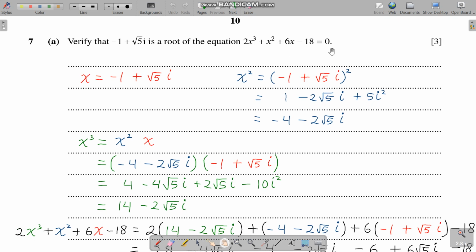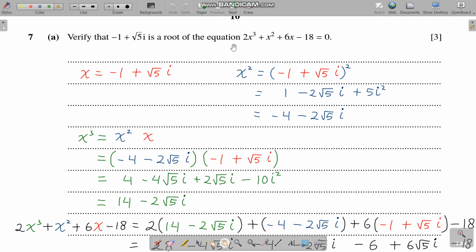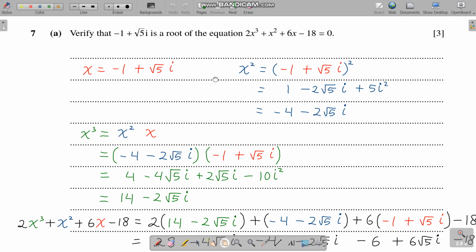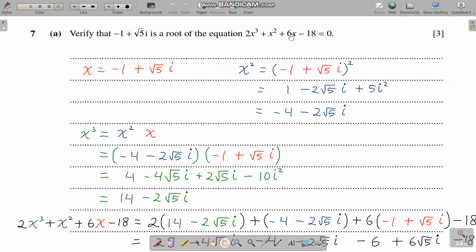The equation. So we have to replace the x with -1 plus root 5i, which means we're going to need x cubed, x squared, and x. So this is the x squared. We square this, we get 1 minus 2 root 5i plus 5i squared. i squared is -1, so actually it's just -5. 1 minus 5 is -4.